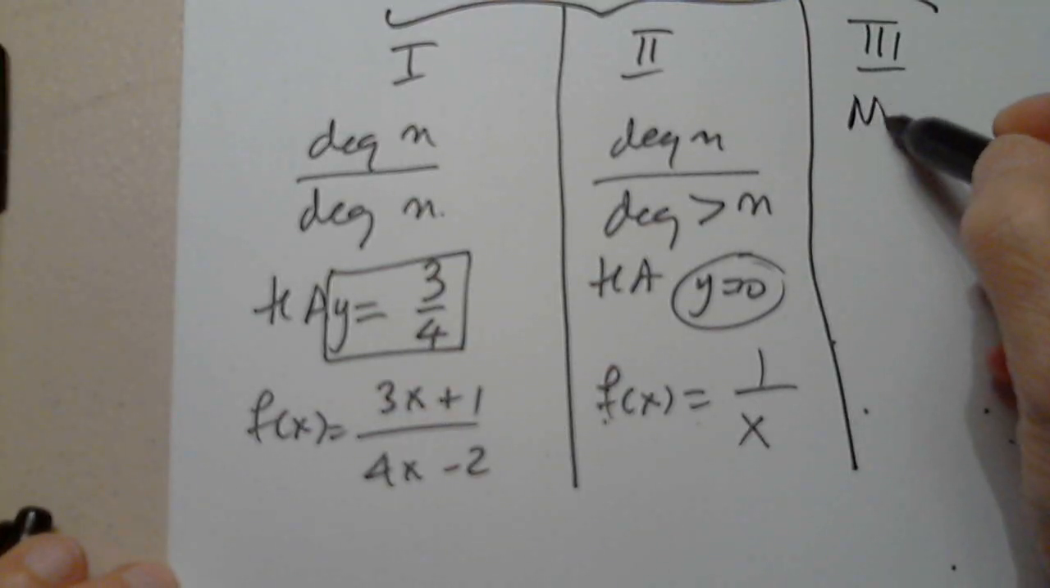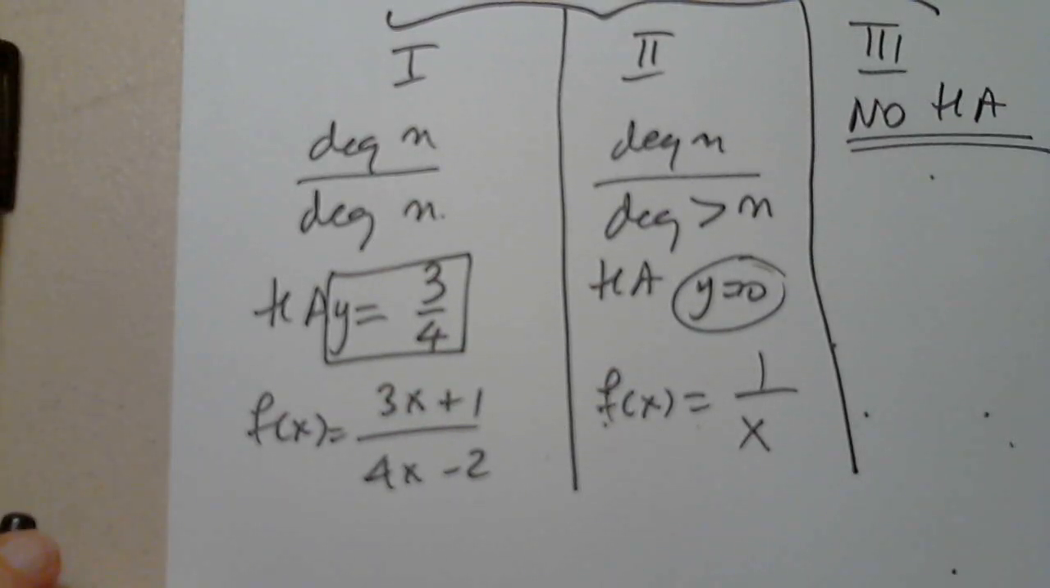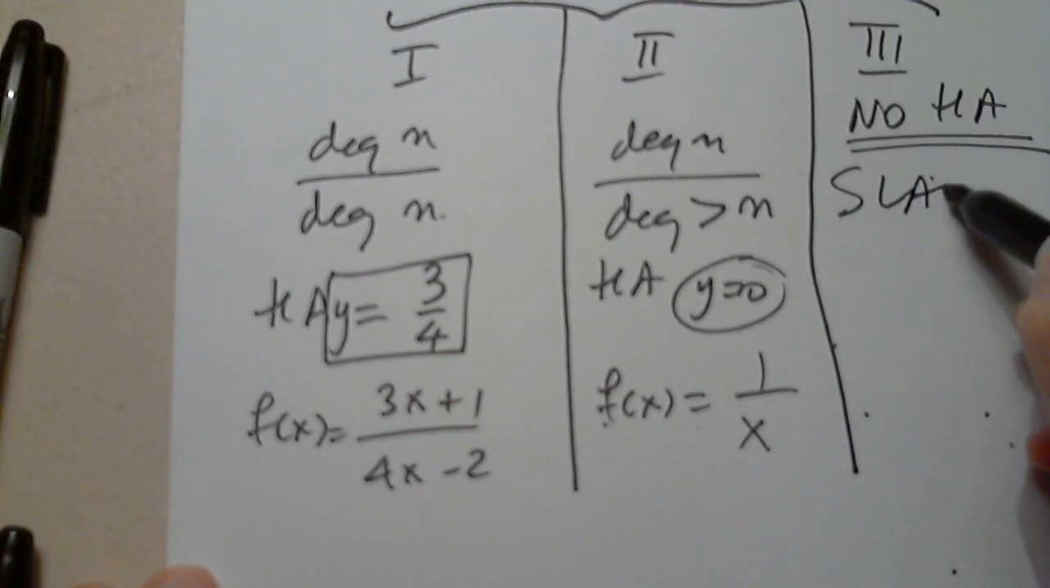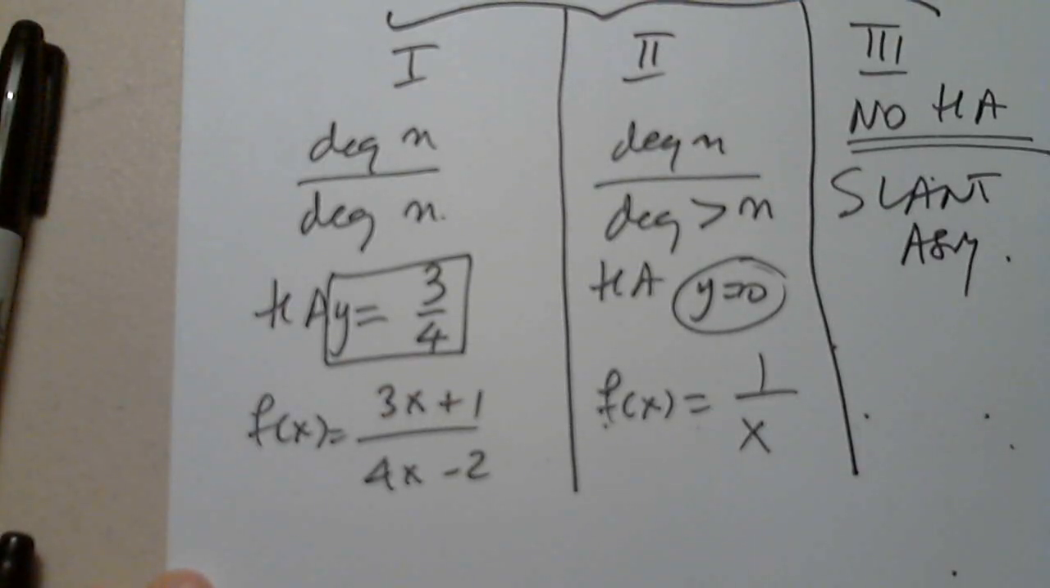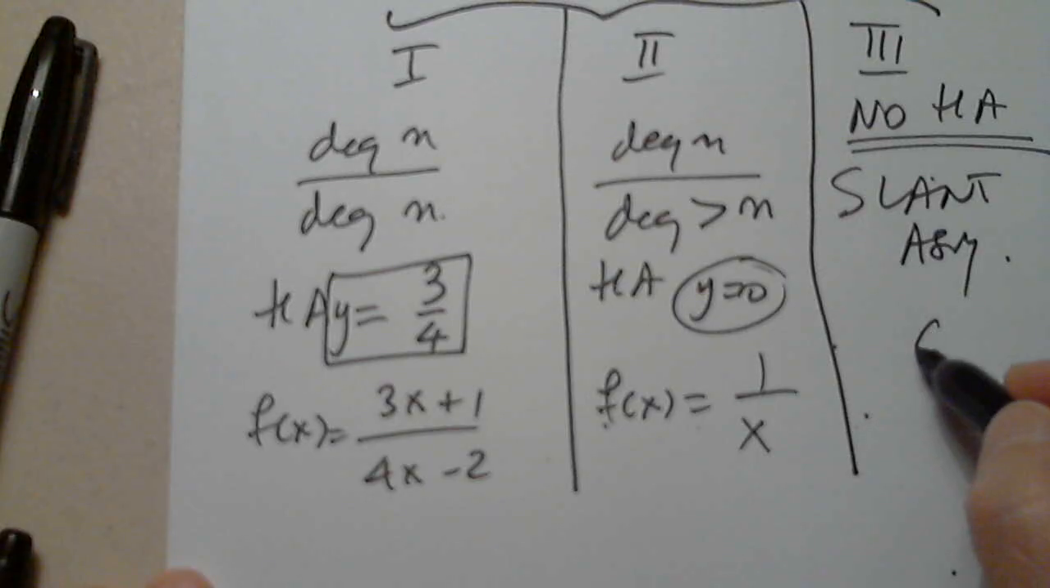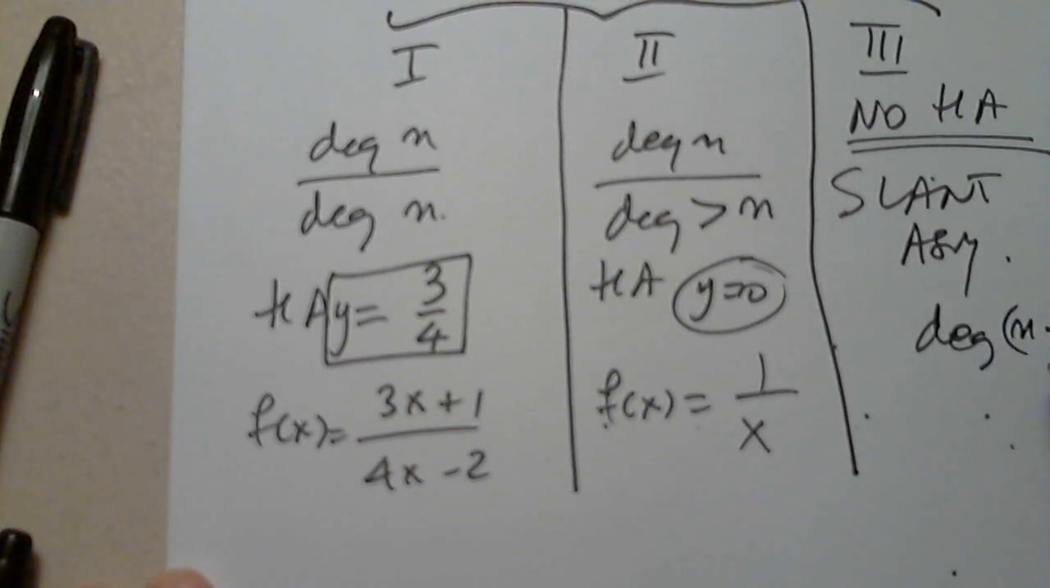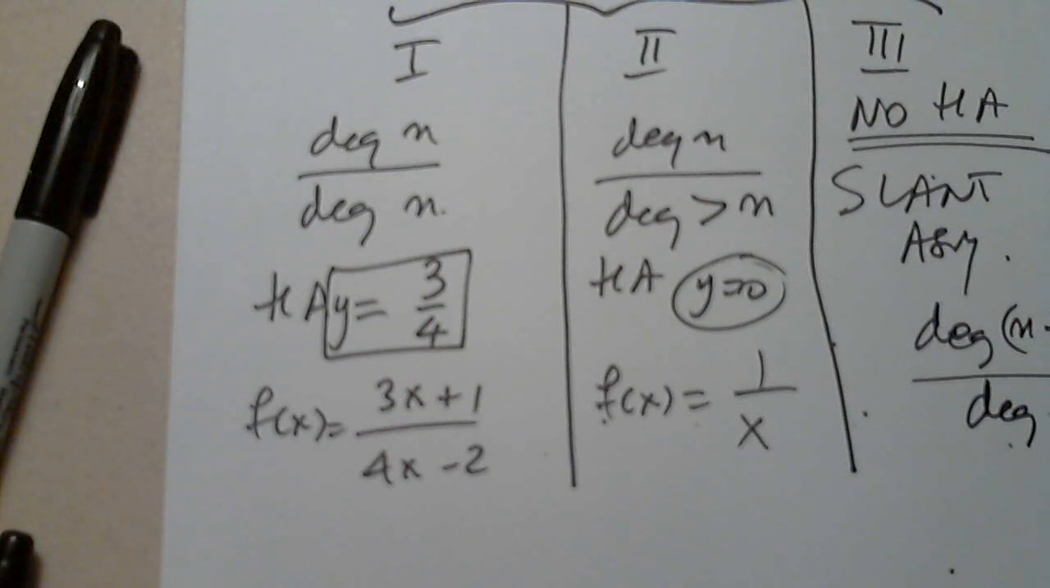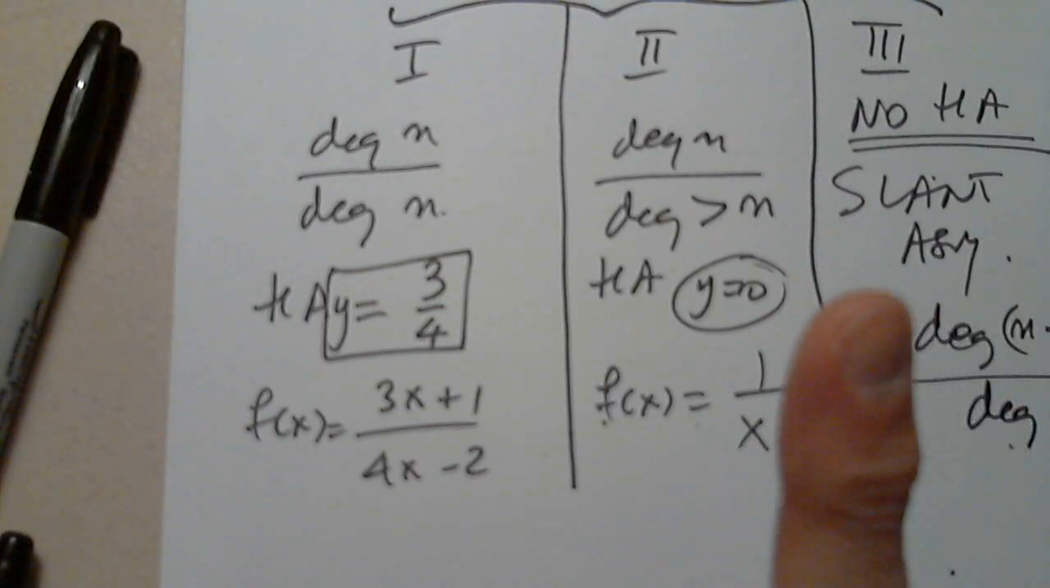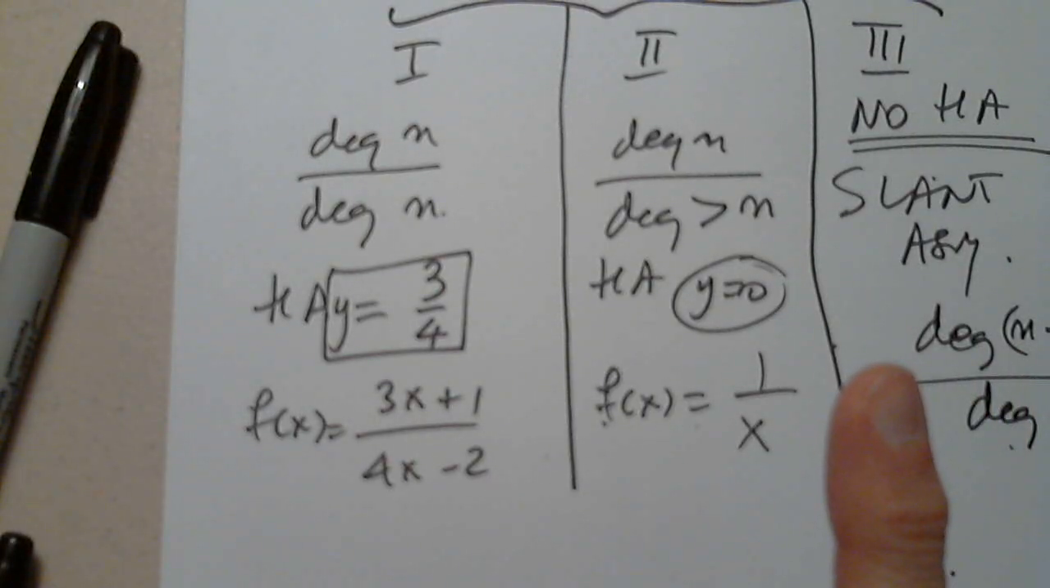The last one, no horizontal asymptote. What is the last one? Type 3. Well, that has a slant asymptote. How does it look? So it's degree n plus 1 over degree n. What does it mean? If the degree in the denominator is 5, the numerator has degree 6. If the degree in the denominator is 10, then the degree in the numerator is 11. It must be 1 unit difference, higher in the numerator than the denominator, just by 1 unit.